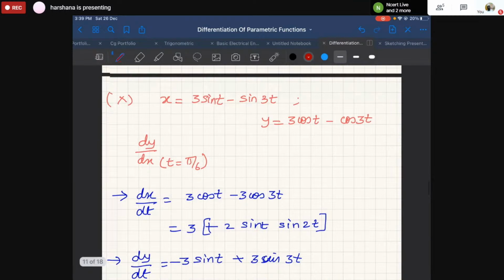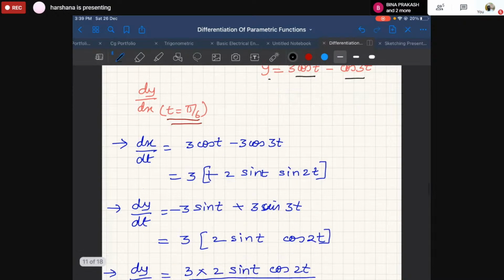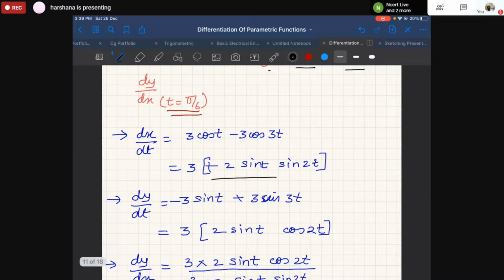For every question, see here, this is another question. We have x = 3 sin t minus sin 3t, y = 3 cos t minus cos 3t. So on differentiating x with respect to t, we get the statement. Here itself I have combined it because we can always take t and have it in the form of cos a minus cos t. And cos a minus cos b is minus of 2 sin((a + b)/2) and sin((a − b)/2).